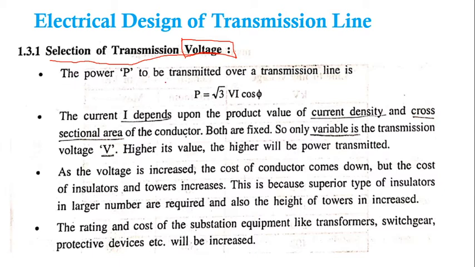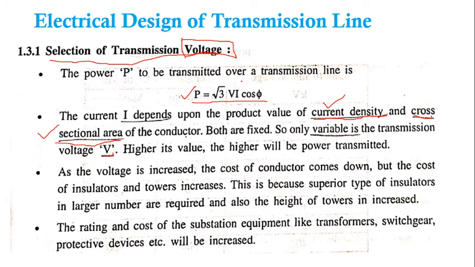So the power P to be transmitted over a transmission line is given by the equation P is equal to root 3 V I cos phi. This is the power equation in three phase. We all know about this equation. Now the current I depends upon the current density and the cross sectional area of the conductors. Both are fixed, because the material of the conductor is fixed and the cross sectional area of the conductor is also fixed. So the only variable is the transmission voltage.